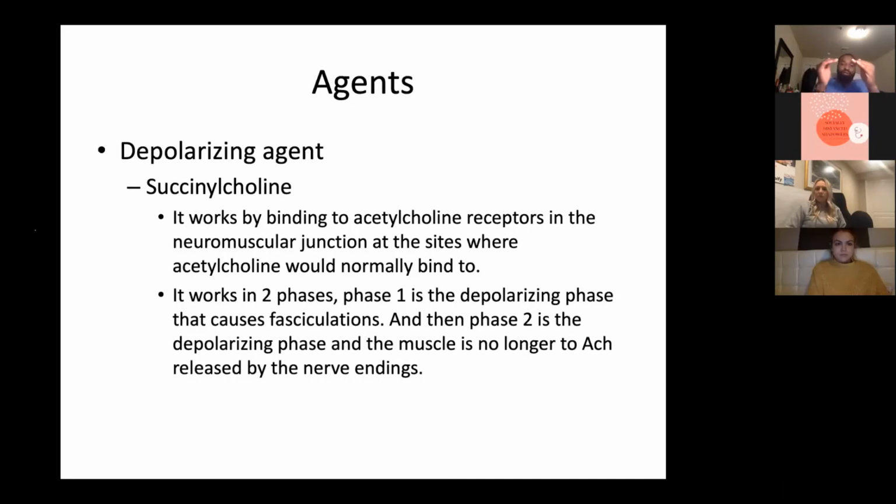So in the action potential, phase 1 is the depolarization phase, and phase 2 is the depolarizing phase, and the muscle is no longer able to release acetylcholine to nerve endings to fire. So that's what basically this does. It blocks the phase 2, so that this doesn't happen, and basically you shut down the muscle for a second, however long it lasts in the body.